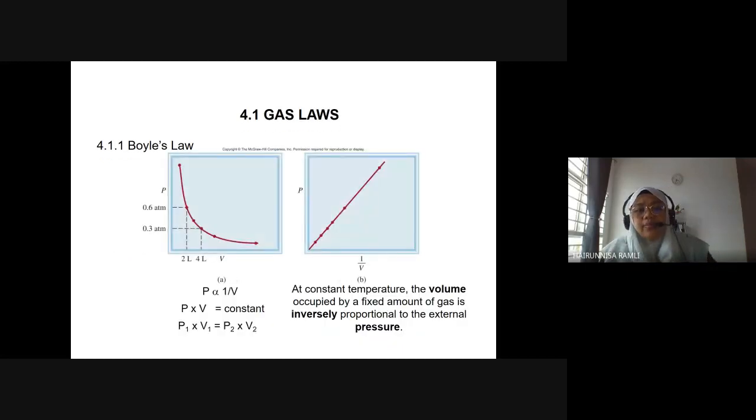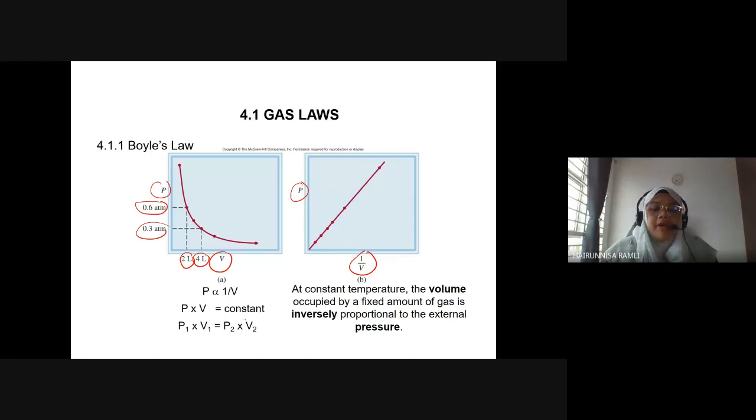So if you plot the graph, you have P and you have V. Because this is inversely proportional, for example you have 2 liters, so this is the pressure. You increase the volume, the pressure decreases, so it will go down. But you can get a straight line when you plot the relationship between P and 1 over V. So you will get a straight line there.